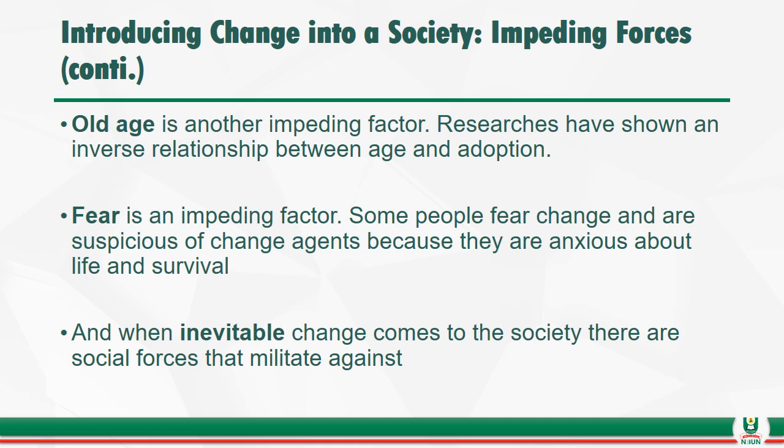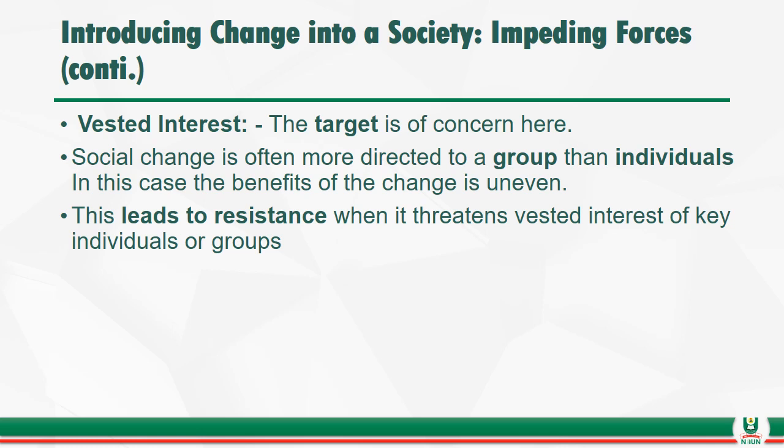Some people don't want to do anything new because they are afraid, okay? And when it is inevitable, they have no choice but to do it. But again, we are saying that inevitable change comes when the society faces forces that militate against it. Then again, there's what we call vested interest. Who are the interests of these people that are bringing the change? When the change is targeted at a group of persons, that will be an impeding factor because nobody in particular is of focus. And so at the end of the day, nobody will want to show interest. But when it is targeted at individuals, then that interest will be there.